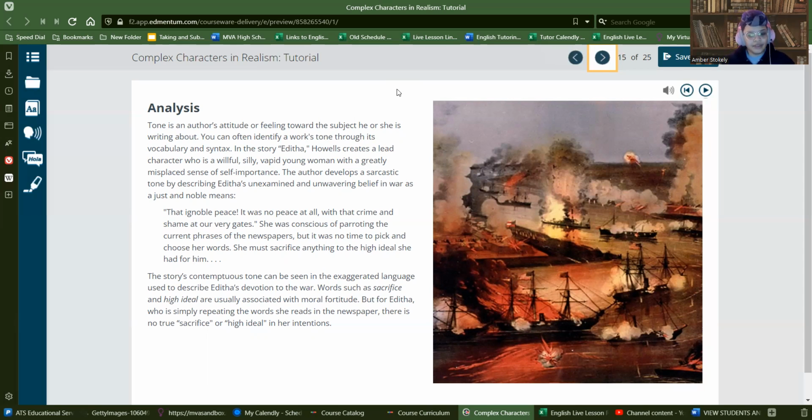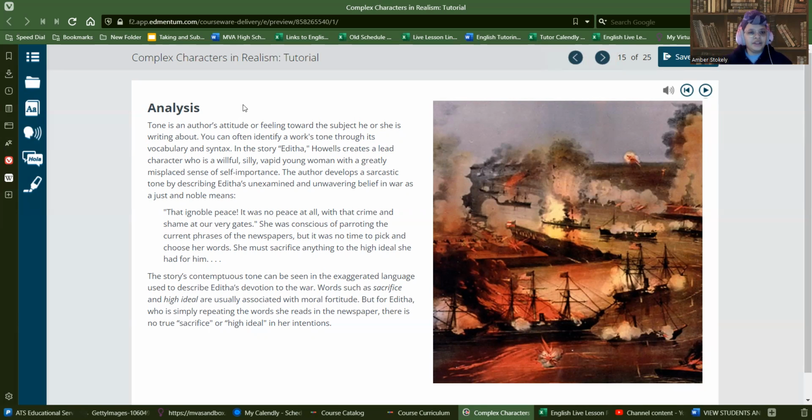Alrighty. So the analysis, they give you the definition of tone here, and we talked about it before, but I just want to give you a reminder. Tone is the author's attitude or feeling towards the subject that they are writing about. And you can usually tell that based on how they describe it in between the characters interacting. It says here, you can often identify a work's tone through its vocabulary and syntax. So basically how the author writes. If someone is writing using bright, happy words that describe good feelings, then they probably feel good about whatever it is they're talking about. But if they're criticizing it, calling it awful, or talking about how much harm it does or how much it disgusts them, then obviously they probably don't like the thing that they're talking about.